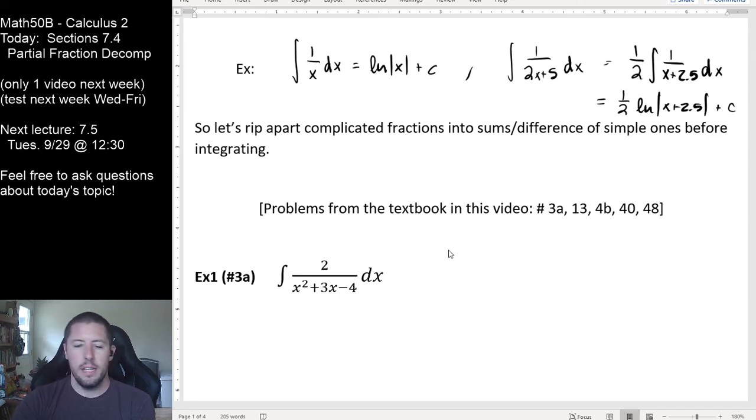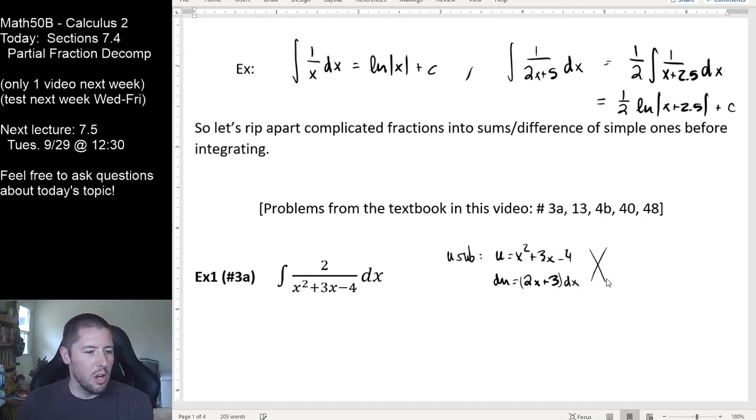I don't think I can do a u-sub here. If I were going to do a u-sub, it would have to be something like x squared plus 3x minus 4 for u. But if I did that, I'd be getting 2x plus 3 dx here, and that doesn't seem like something I can work with.